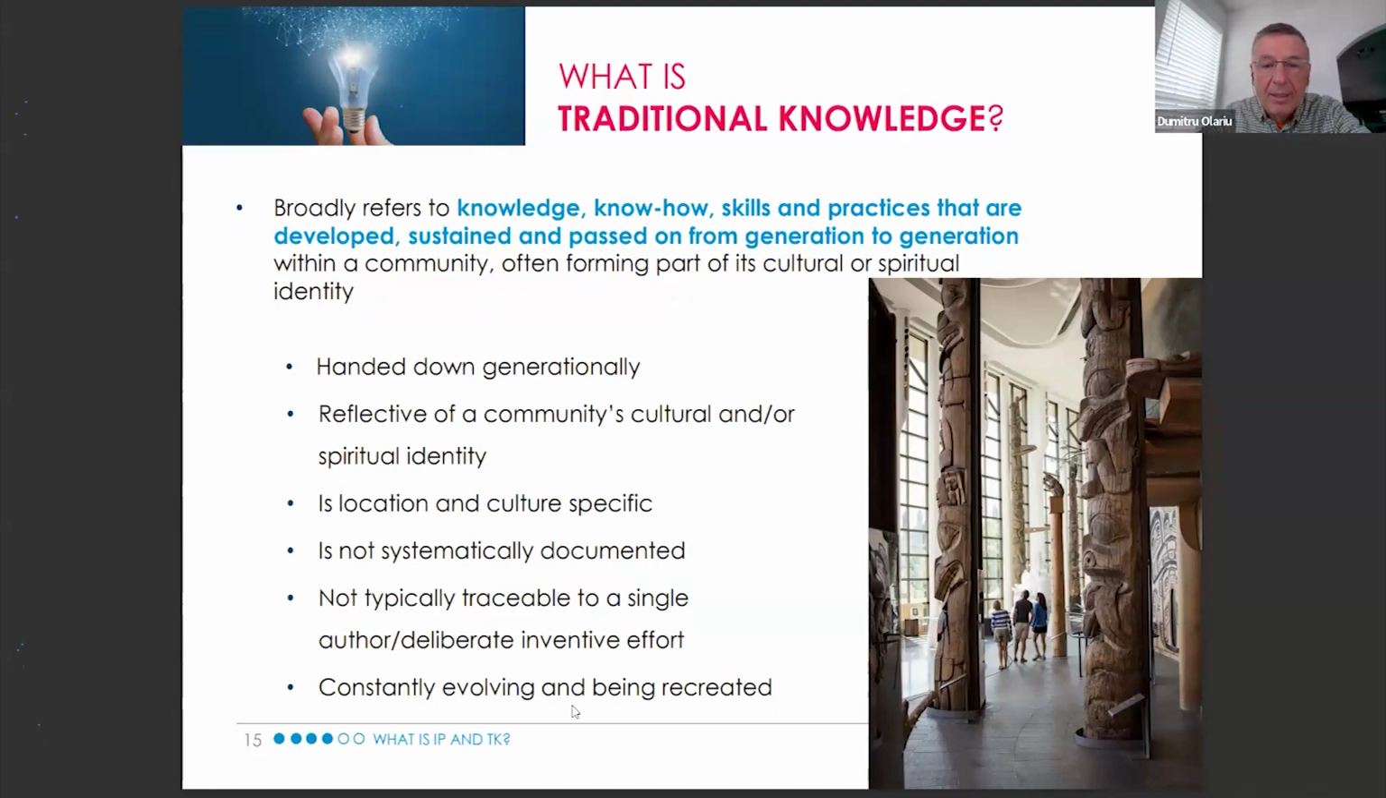It's not typically traceable to a single author or inventor, and that's quite important because using the traditional intellectual property system, you cannot have protection when you cannot define who is the author. It has to be a clear chain of title from the author to the latest owner of the intellectual property rights.